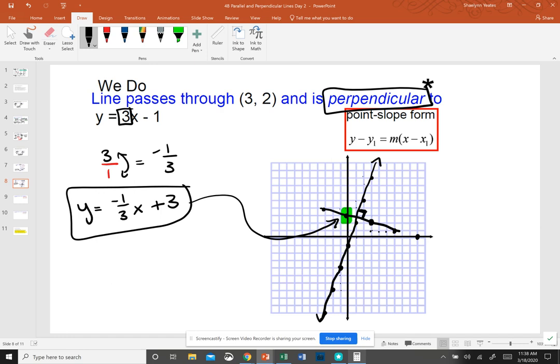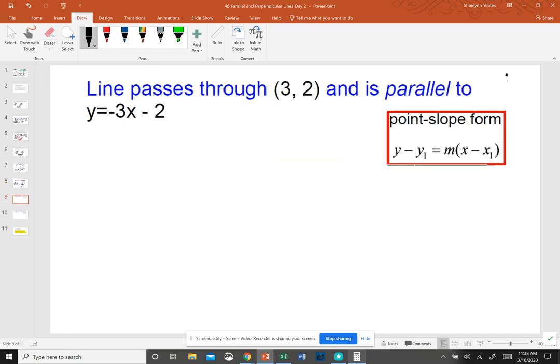Again, if you got lost, please go rewatch it a couple of times. See if you can do it on your own first. Okay, this time we're not given a picture. So the line passes through the point 3, 2 and is parallel to y equals negative 3x minus 2. Does parallel mean we have the same or opposite reciprocals? You're right, it does mean we have the same. So my slope is negative 3.